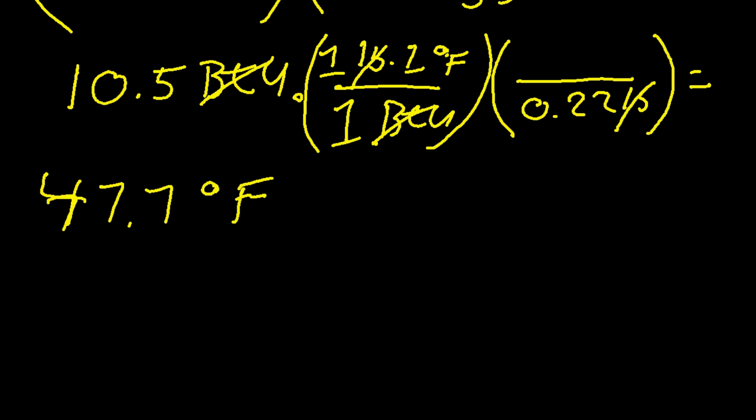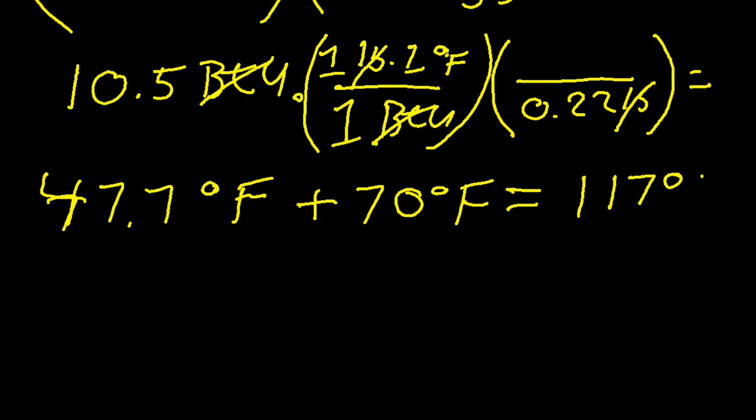Now, that's the temperature rise. We started at 70 degrees, and so add 70 degrees Fahrenheit where we started, and what that's going to give us is, let's take a look at that. That's going to give us 100 and, am I doing that right? 117 degrees Fahrenheit, if I did that right. Let me think. So 7, that's right, 117 degrees Fahrenheit. And so a pretty big temperature rise.